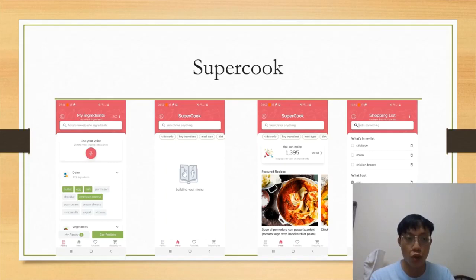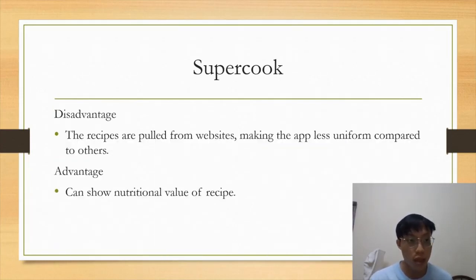The last one is Supercook. Supercook is also similar to the last app that I reviewed, which is Yumly, but this does not have the image recognition feature. It has one disadvantage. The recipes are pulled from websites, making the app less uniform compared to others. And the advantage is that it can show the nutritional value of the recipe.